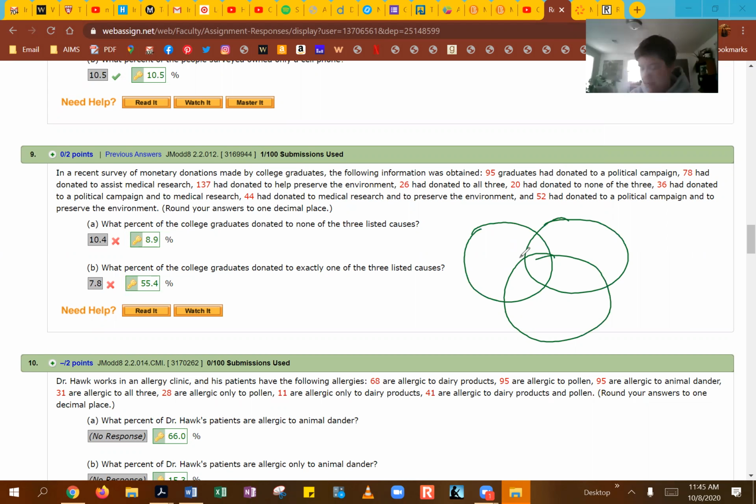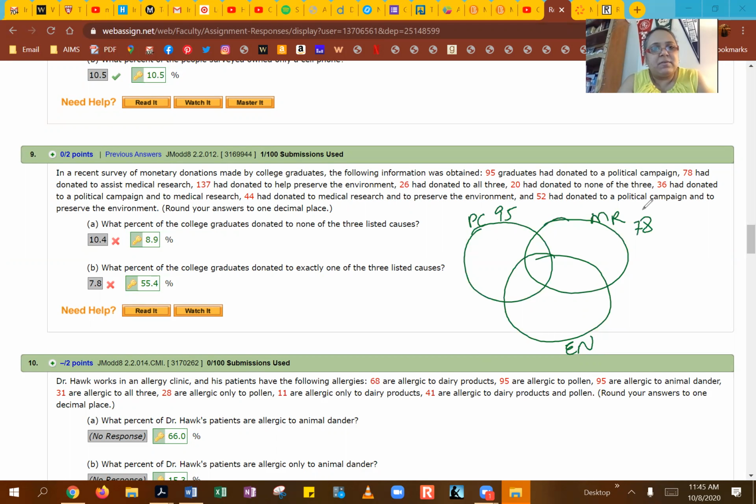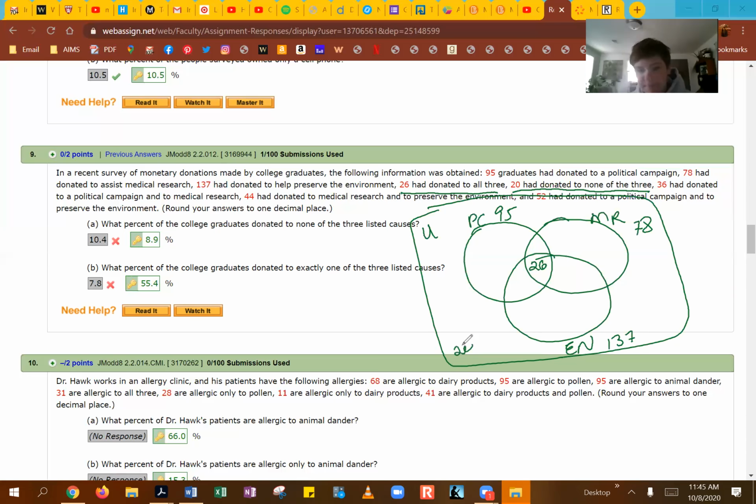The political campaign, the medical research, and the environment. Okay. So they're telling us 95 graduates donated to the political campaign. You've got 78 for the medical research and 137 for the environment. They're saying 26 donated to all 3. So, 26 goes in here, right? Then you had 20 donated to none of the 3. So that would actually be going in your universal box, but 20 would be the number outside because they donated to none.